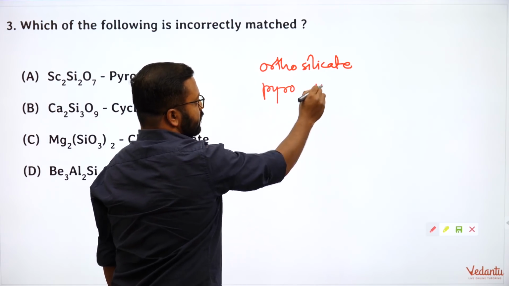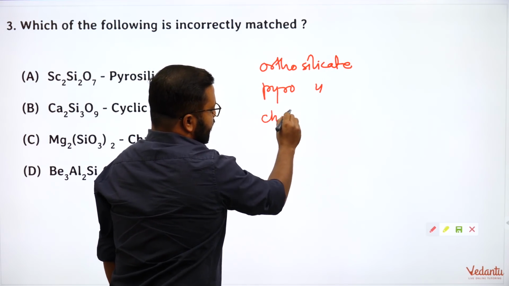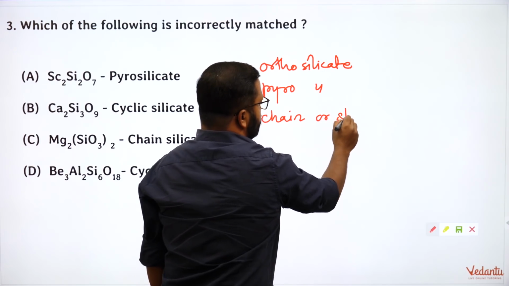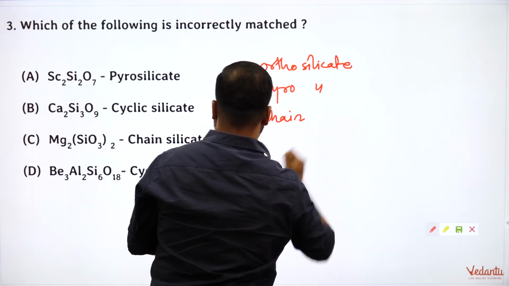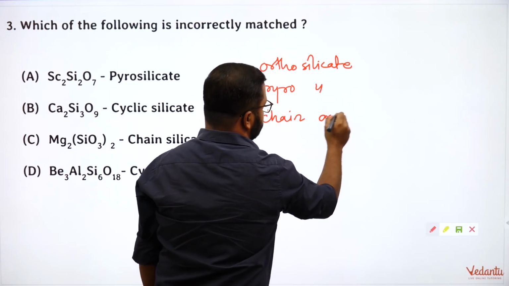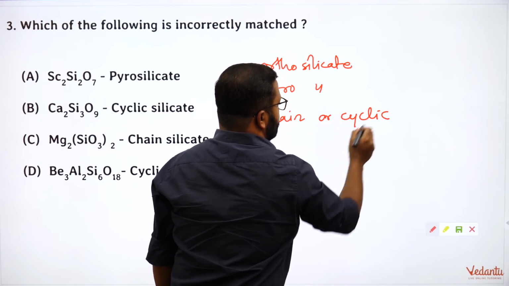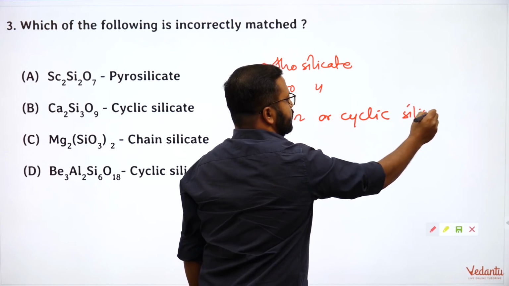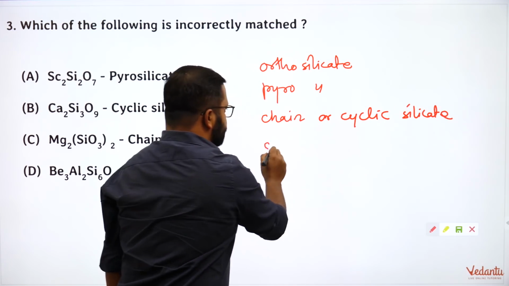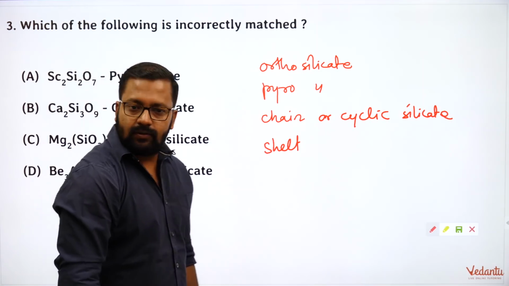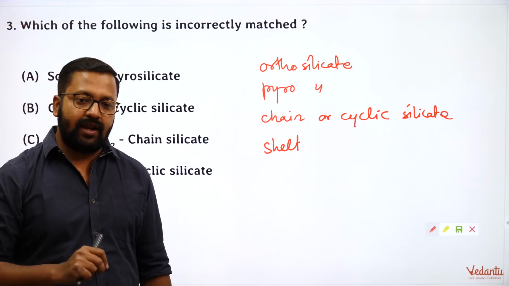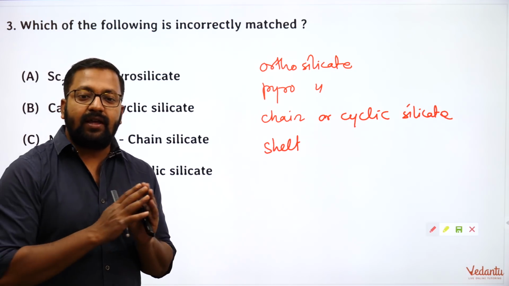Pyrosilicate, chain or cyclic silicate, and sheet silicate. Okay, there are 4 different types of silicates, and how do we identify their differences?